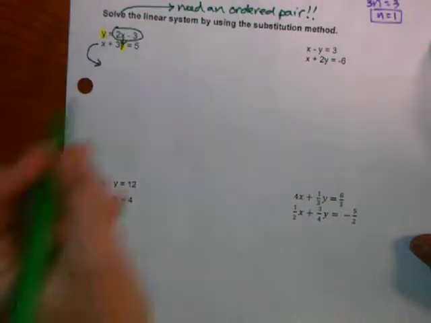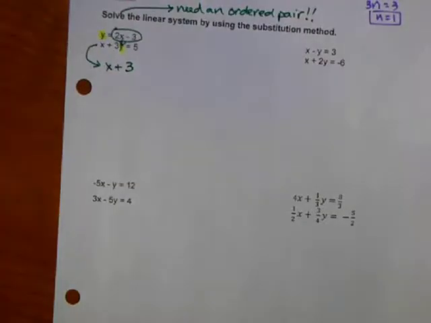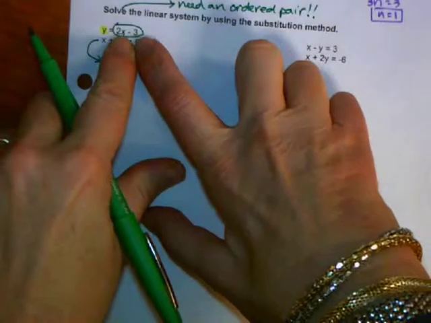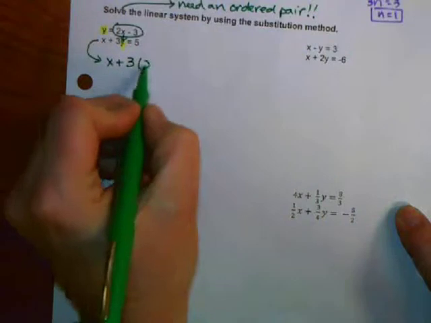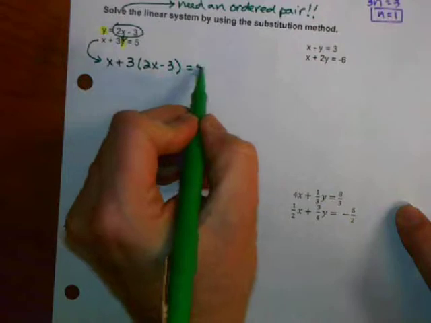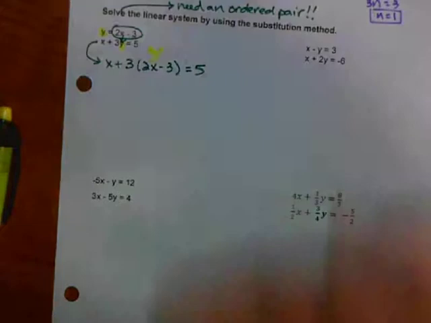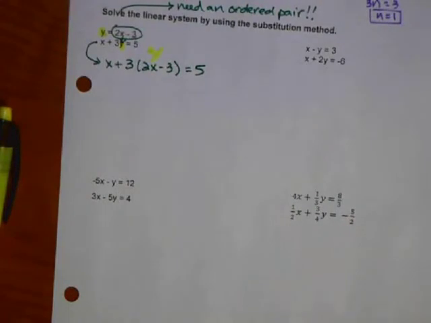I'm going to do this. x plus 3, and I'm going to replace that y with what this y is equal to: 2x minus 3 equals 5. So what I did was this was really y in my other equation. I just substituted it in there. Look what this does for us. The only variable I have now is what? I can find out what x is. That's why it's called substitution.